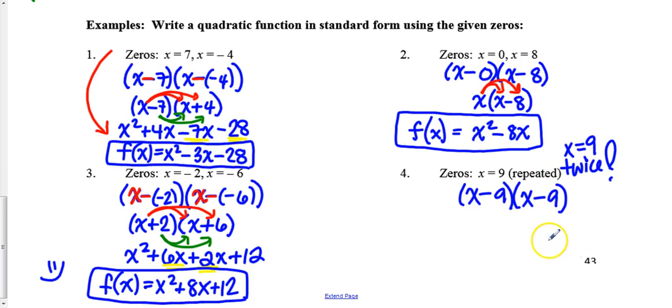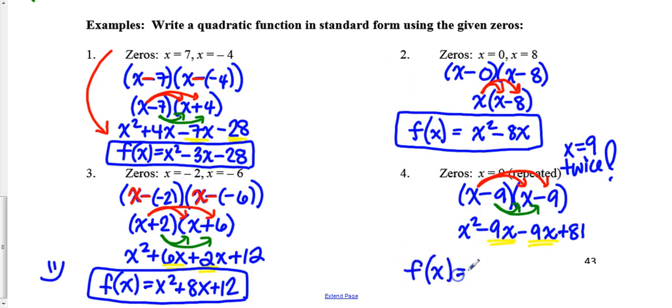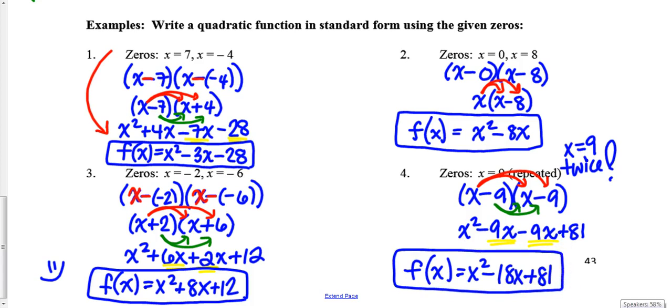Again, press pause, finish it from here, please. So distributing x, I get x squared minus 9x. Distributing negative 9, we get negative 9x plus 81. Combining like terms, f of x equals x squared minus 18x plus 81. And once again, if we matched, nice job.